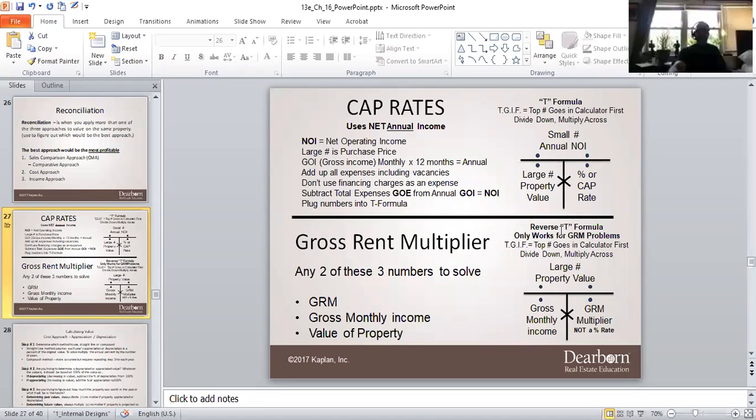Right. So here are the three figures that we need. We need any two of these three numbers in order to solve for the third. So when calculating cap rates, you need the NOI. That's the net operating income. That's considered a small number, and it always goes on the top of the T in the T formula. And then the large number would go on one side, and a percentage or rate goes on the other side. That percentage or rate could be the cap rate. It could be your commission. It depends on what the problem is that you're trying to solve.